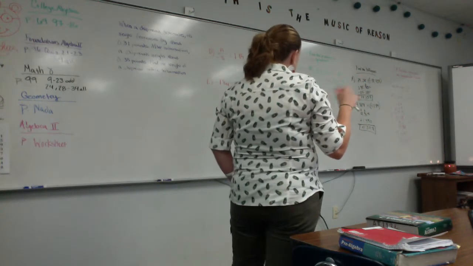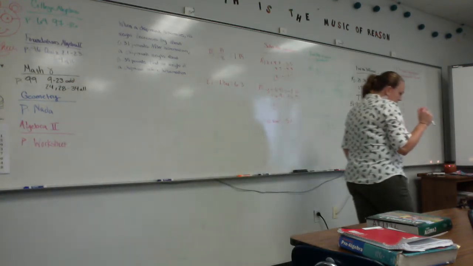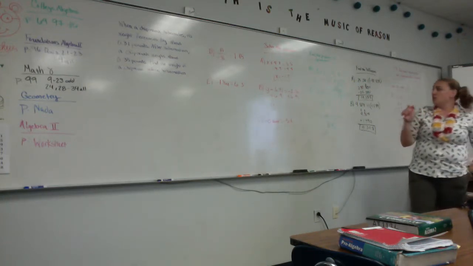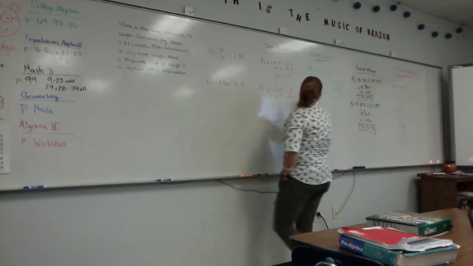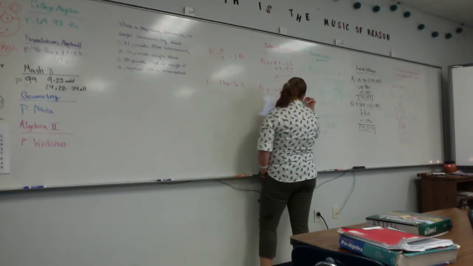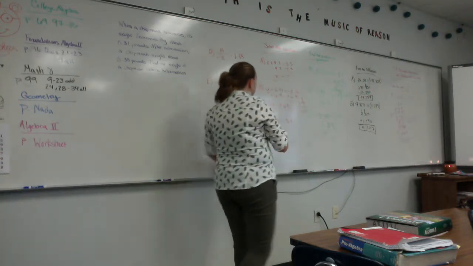If I line this up, I would have 6.91 minus 2.26. 11 minus 6 is 5. 8 minus 2 is 6. And that would be 4. So 4.65 is your answer.